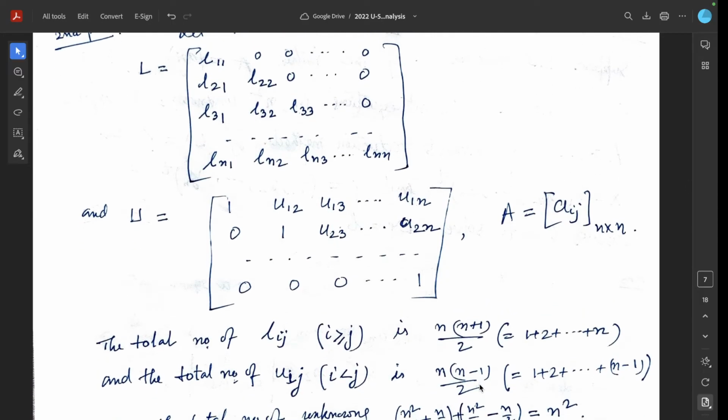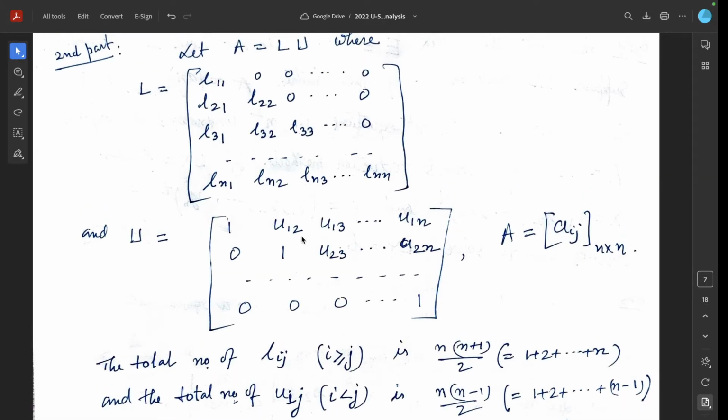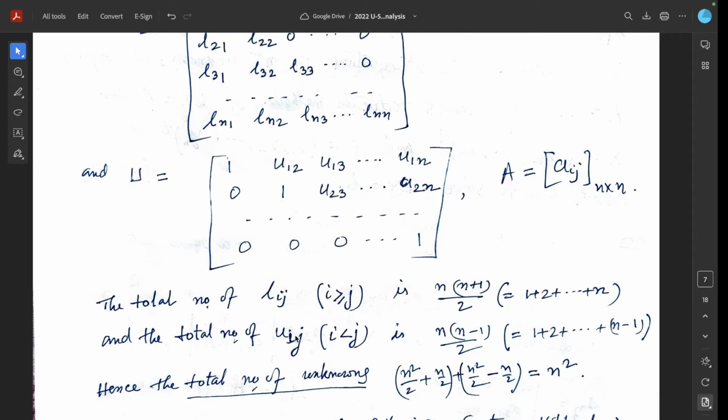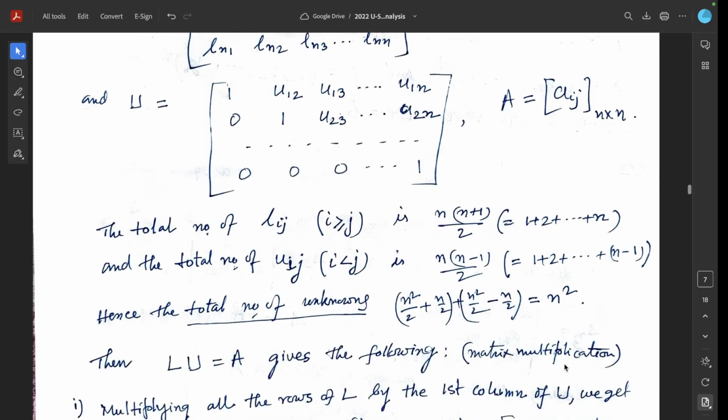And similarly, the total number of Uij: here the n minus 1th row has 1, the n minus 2th row has 2, and the first row has n minus 1. So 1 plus 2 plus up to n minus 1. So the total number of Uij is n into n minus 1 by 2. So the total number of unknowns, that is the small lij and small uij, equals n square by 2 plus n by 2 plus n square by 2 minus n by 2, that is equal to n square. The total number of unknowns is n square.